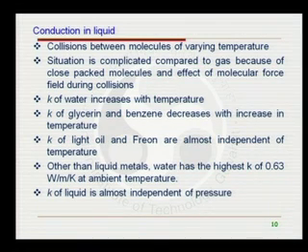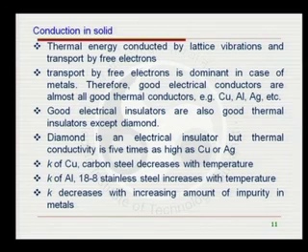And thermal conductivity of the liquid is almost independent of the pressure. Now, come to the thermal conductivity of the solids. In case of solids, the thermal energy is usually transported by two means. One is lattice vibrations, and another is energy transport by free electrons, which we have already discussed. Transport by free electrons is dominant in case of metals.